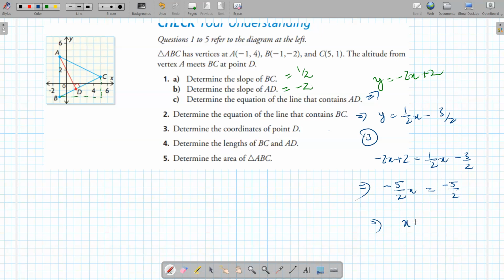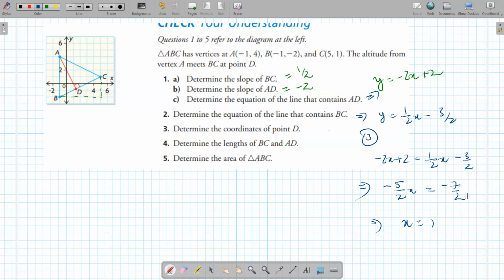So that means x appears to be 1, but that's not what it looks like on the diagram. So let me just double check this. Minus 1/2, that's good. Negative 3/2 minus 2 is negative 7 over 2. Yeah, that was a mistake here. This is supposed to be negative 7 over 2.